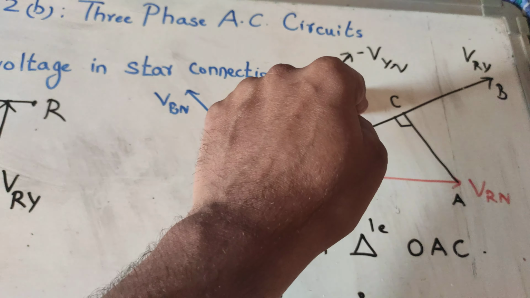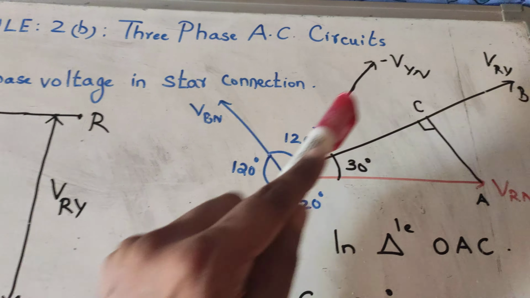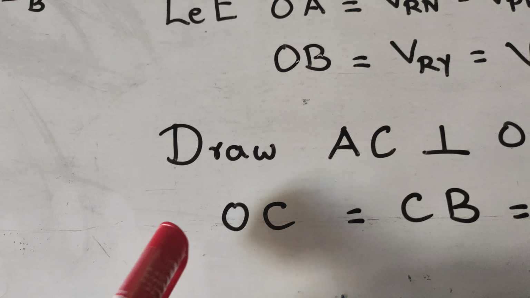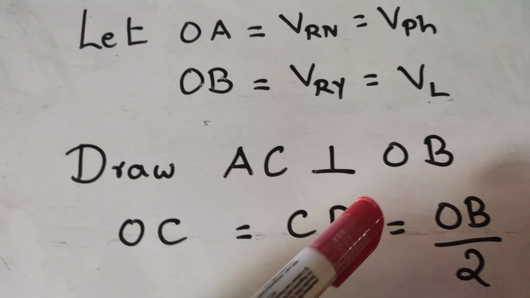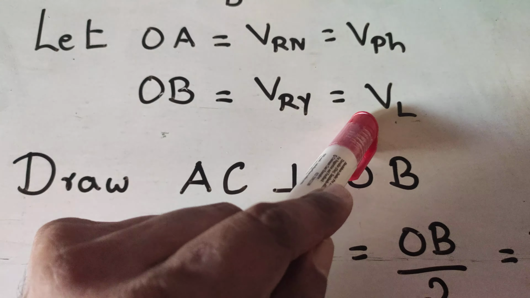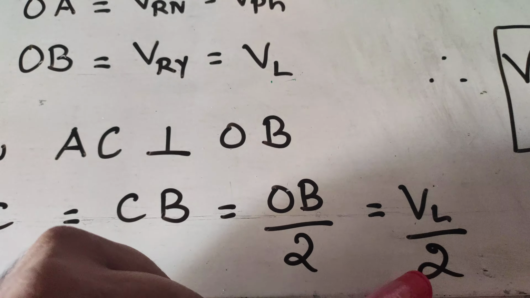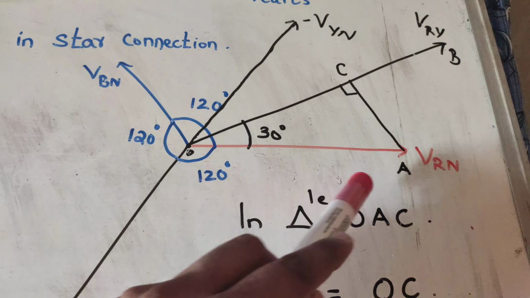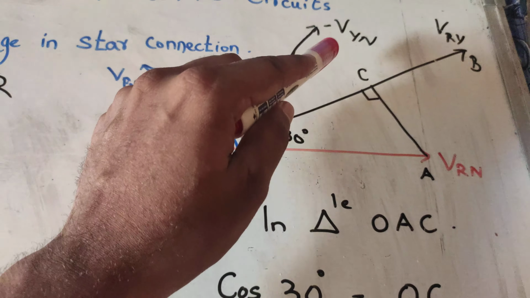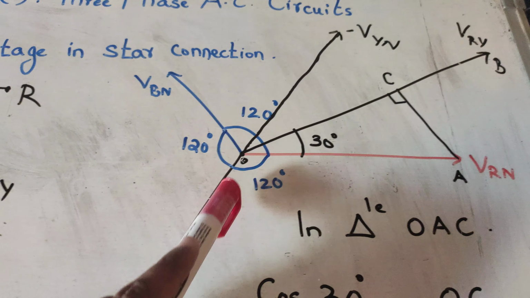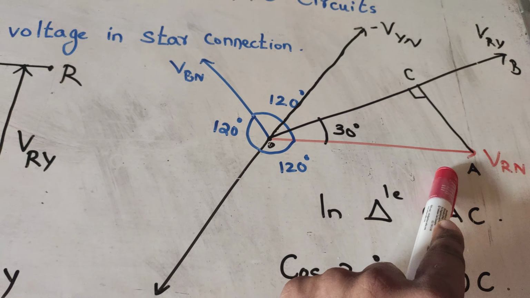So what is a perpendicular bisector? AC divides the line OB into equal halves. So all of you can see OC is equal to CB, which is equal to OB by 2. But OB is nothing but VL. So it is VL divided by 2. So let me take this right angle triangle in which AC is the opposite side, OC is the adjacent side, OA is the hypotenuse.